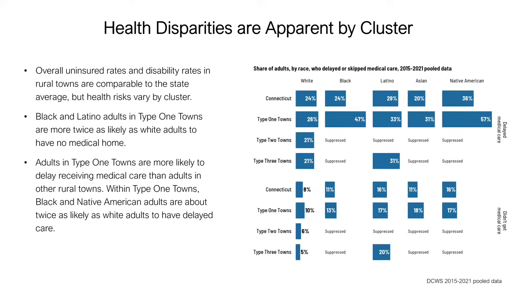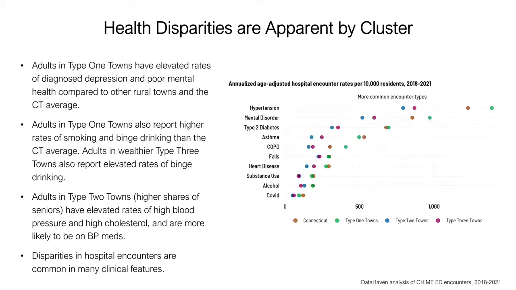So health disparities are really apparent by clusters. We're looking at here, this chart is the number of adults who have delayed or skipped medical care altogether. We run a survey statewide, so we have some samples of this data that we're able to aggregate and look at by the town level. And so adults in type 1 towns are much, much, much more likely to have delayed medical care. It's also important to note that those are HPSA workforce shortage areas, especially in type 1 towns.